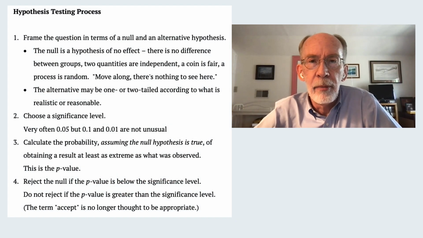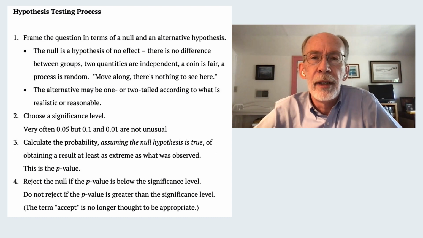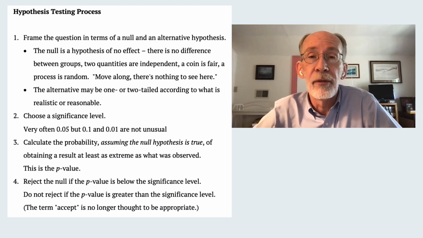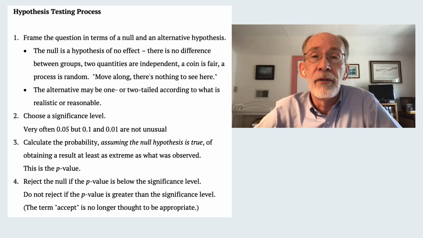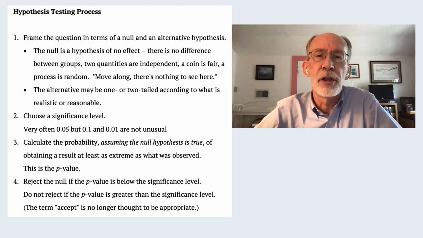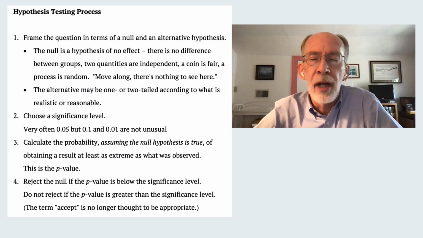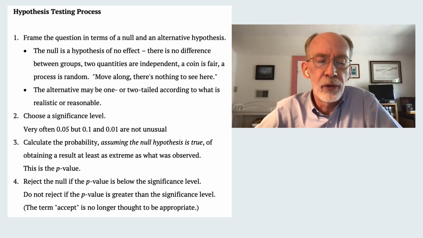And finally, we compare the p-value to the significance level. And if the p-value is below the significance level, we reject the null. We don't have enough confidence in the null to commit ourselves to believing it to be true. If the direction is reversed, if the p-value is above the significance level, then we don't reject the null. What we say is we don't have enough evidence to reject the null. It was common once upon a time to say that the null was accepted, and for reasons that you might imagine, that nomenclature has gone out of fashion.